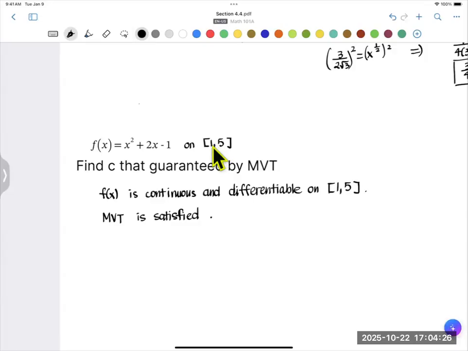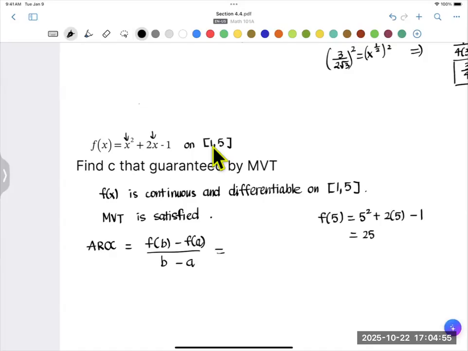Okay, so first thing that we're gonna do, we're gonna find AROC first. AROC can be found from f of b minus f of a over b minus a. So f of b is f of 5. So we find what f of 5 is. We put 5 into the x. So we're going to have 5 squared plus 2 times 5 minus 1, which is 25 plus 10 minus 1, which is 34. So f of 5 is 34.